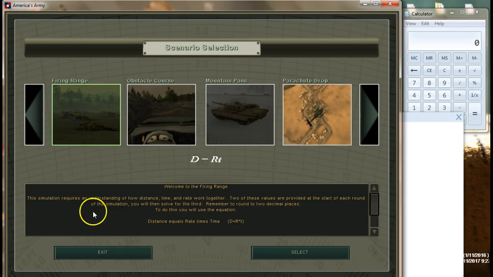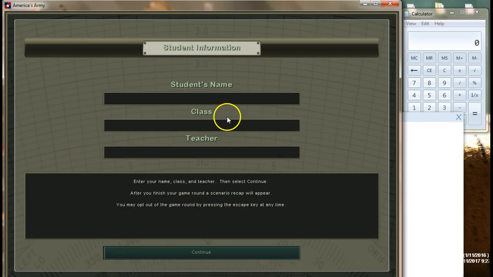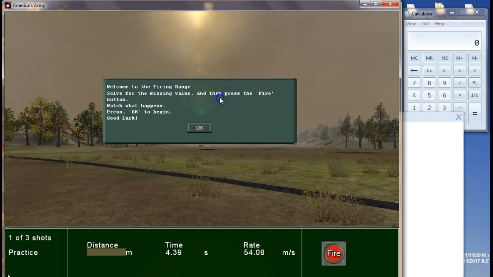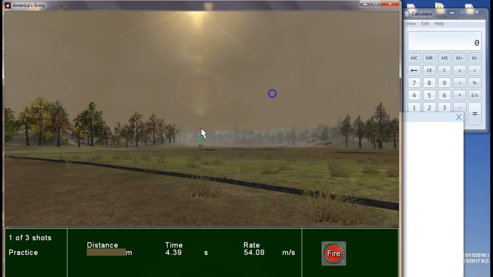So let me show you how this works. We're going to click here, and I need that highlighted, see how it's green, and then I click select. You're going to type in your name, and then what period you have, and then my name, and hit. So it's starting off with some practice problems, and I'm going to show you how to do a couple of these. And so here it left off distance.